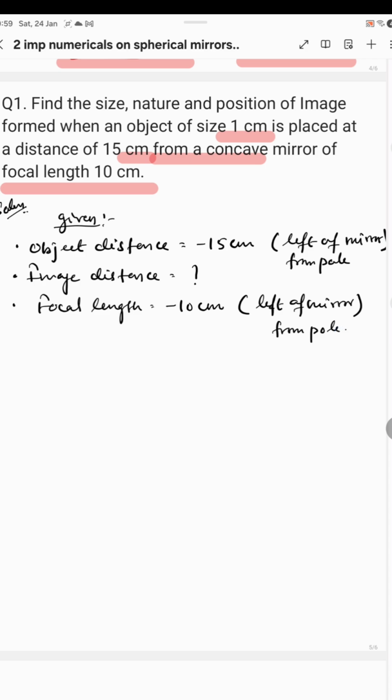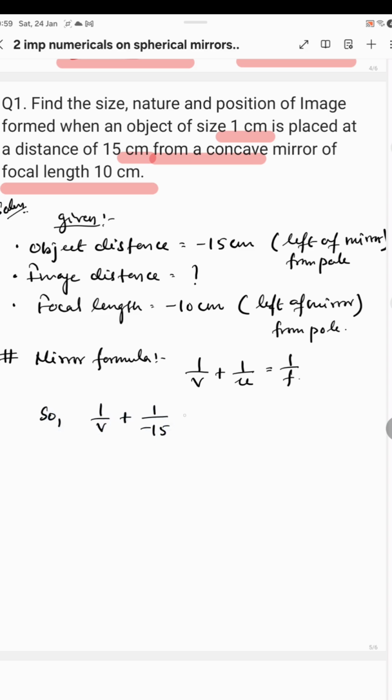Now let's try to solve this. We have been given the distance of the object is 15 centimeter and the focal length is 10 centimeter, and we have to find the size, the nature and position of the image. The object is placed 15 centimeter to the left of the mirror and the focal length is also towards the left, so both are in the negative direction as per the sign convention.